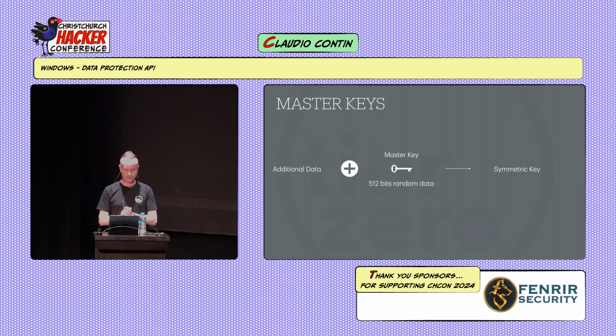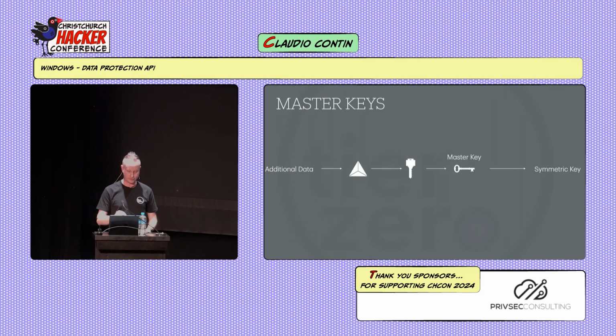So how does encryption and decryption of the data protection API work, okay? We know that the master keys are stored encrypted on disk, and the symmetric key is derived from the master keys. So in order to decrypt the master keys as an attacker, we need some additional data or knowledge. So what is this data? Let's have a look. To be a bit more precise, we need this data, which will go through a key derivation algorithm, which will be used to decrypt the master keys and then derive the symmetric key.